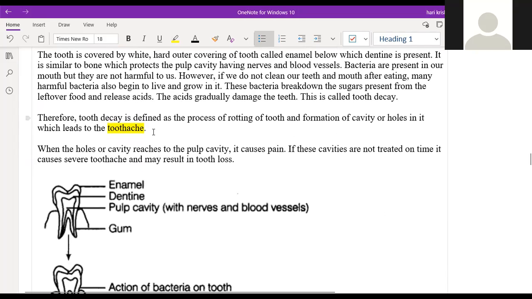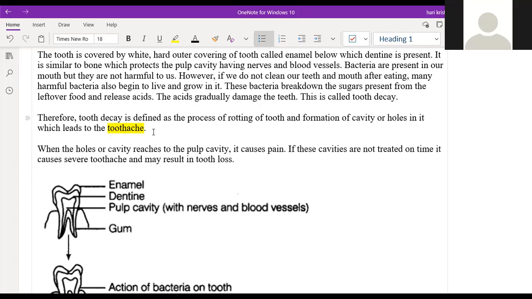Whatever bacteria is present inside the mouth will react with the sugars and convert them into acids. Whenever the pH of the mouth falls below 5.6, it will affect the enamel of the teeth, because tooth enamel is somewhat basic in nature. So this excess acid will react with the enamel and cause tooth decay.